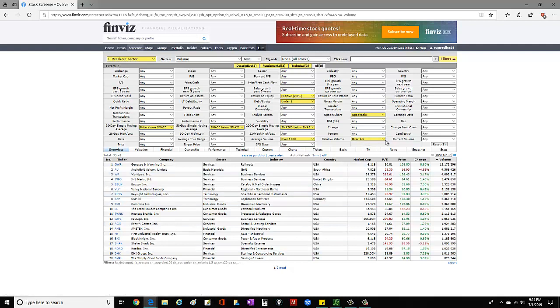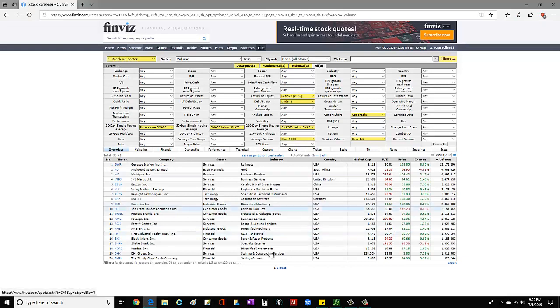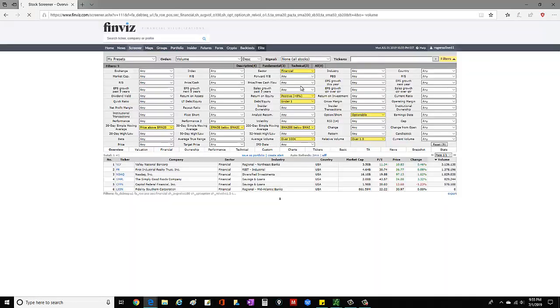If you wanted to dial this list down a little bit more, you could go anywhere as high as over 10. Over 2 I think seems to be a popular one, but you can see that gets rid of a lot of the riffraff. But I'm going to leave it at over 1.5 because I want a good number of companies to take a look at. So what I'm going to do now is, we identified the financial and the services sector as sectors of interest. And so we'll go ahead and start with the financial sector.